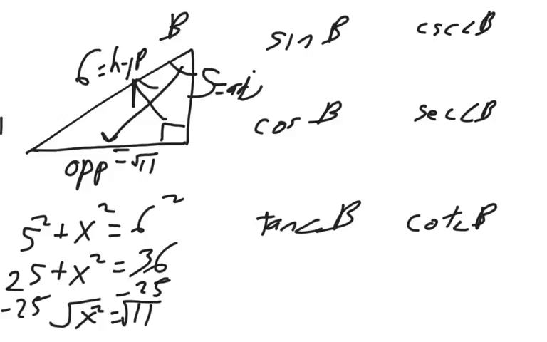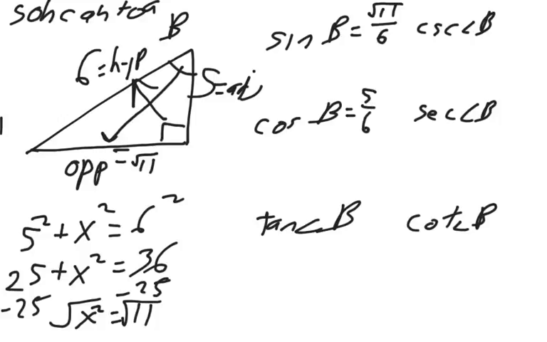So the sine is the opposite over hypotenuse because we remember our mnemonic SOHCAHTOA. So the sine is the opposite over the hypotenuse, which is the square root of 11 over 6. The cosine turns out to be the adjacent over the hypotenuse, which is 5 over 6. And the tangent turns out to be the square root of 11 over 5, because that's the opposite over the adjacent.